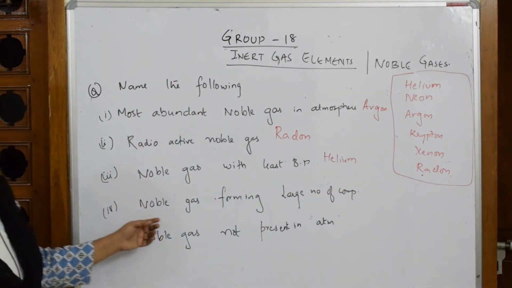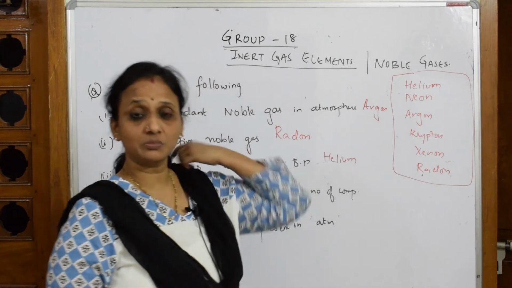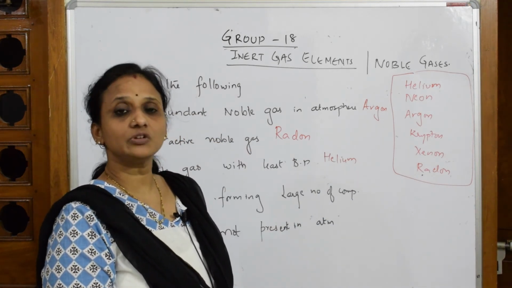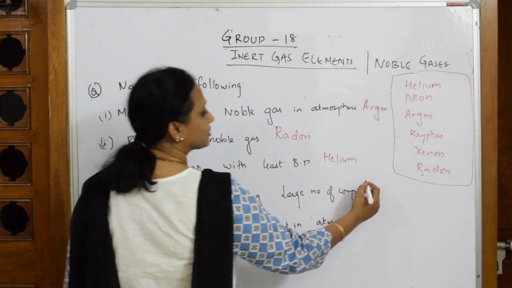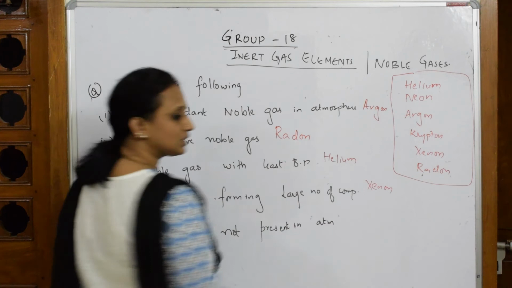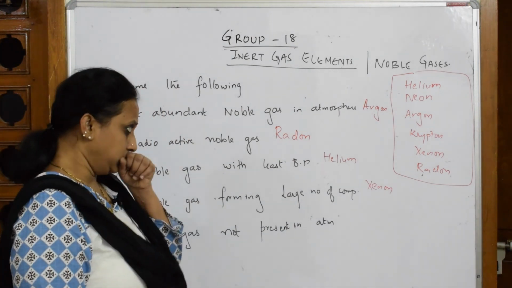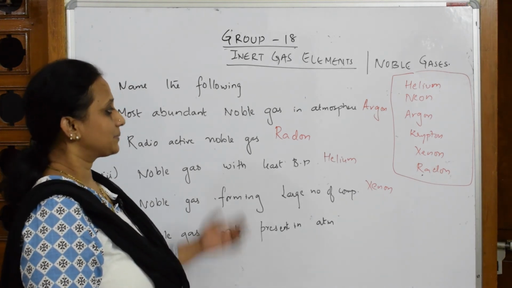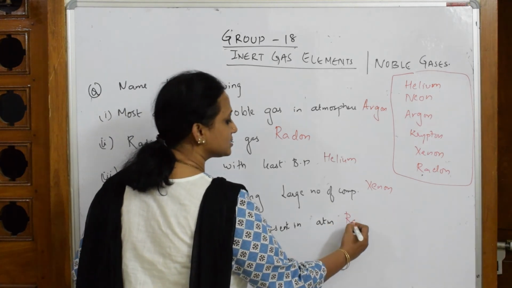Next would be the noble gas forming a large number of compounds. I said xenon. Xenon is going to combine with your water molecule. It's going to combine with oxygen. So we'll be learning the structure of that. So the element which forms a large number of compounds is xenon. Then after that, noble gas not present in the atmosphere. When I have to speak about the noble gas which is not present in the atmosphere, same, radon, that is your radioactive element, that is radon.